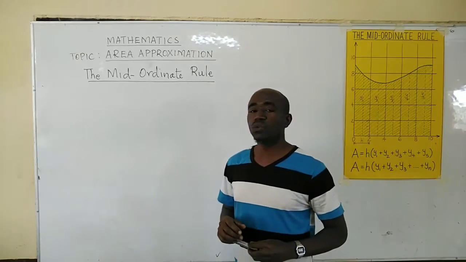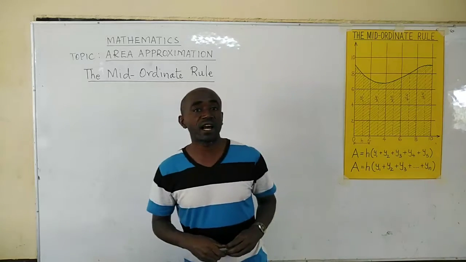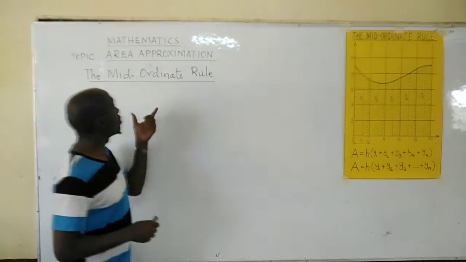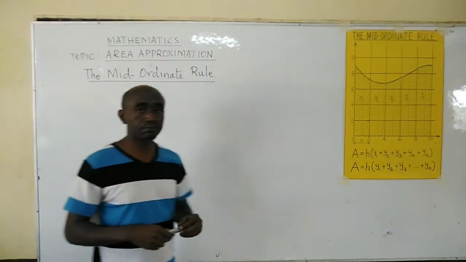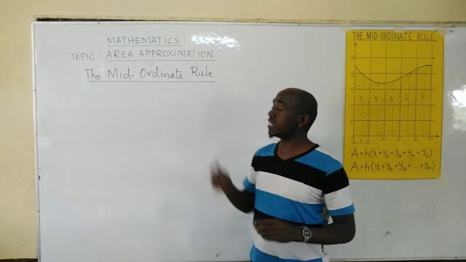Today we are going to look at another method, another way of finding area of irregular shapes. It is called the mid-ordinate rule. Today we are going to learn what we call the mid-ordinate rule.